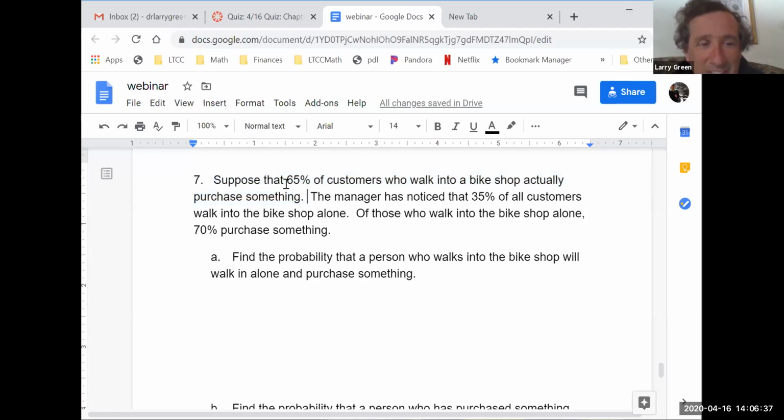So suppose that 65% of customers who walk into a bike shop actually purchase something. Okay. By the way, I think bike shops are all closed now. I think they're not essential, but eventually we'll be able to walk into a bike shop. The manager has noticed that 35% of all customers walk into the bike shop alone. Of those who walk into the bike shop alone, 70% purchase something.